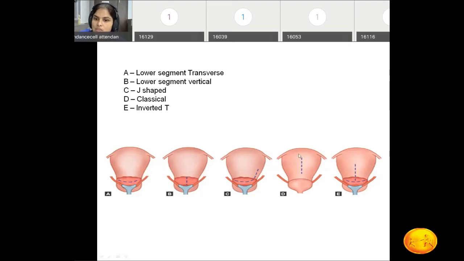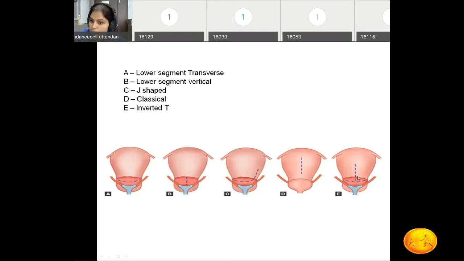This is the classical incision, which is commonly taken if it is a placenta previa or central placenta previa or creta or percreta. So this is the incision where you can deliver the baby from here, and then you suture. So more commonly used are the lower segment ones, and in cases of placenta previa, placenta creta, we use a classical. And inverted T, again, if the baby is stuck, this is preferred over the J shape.